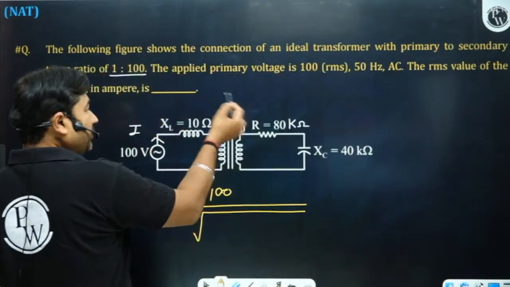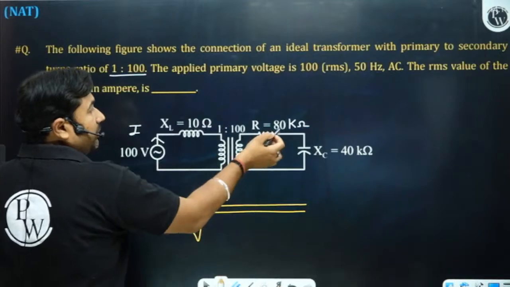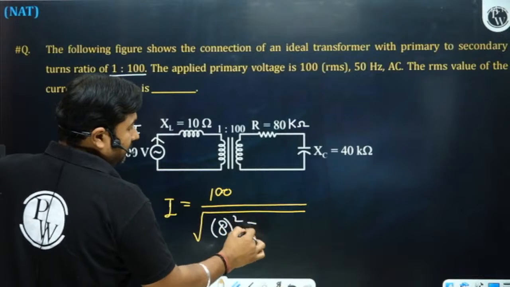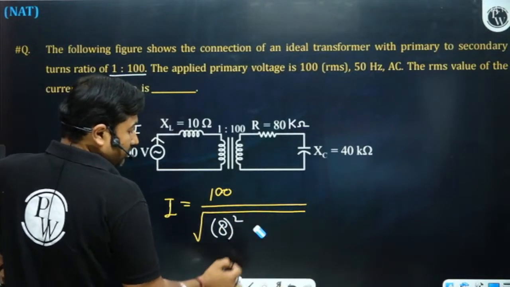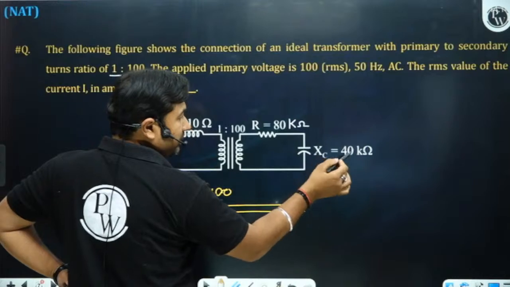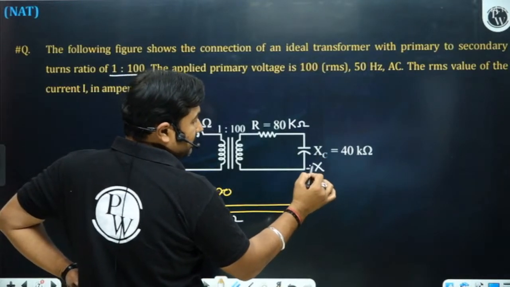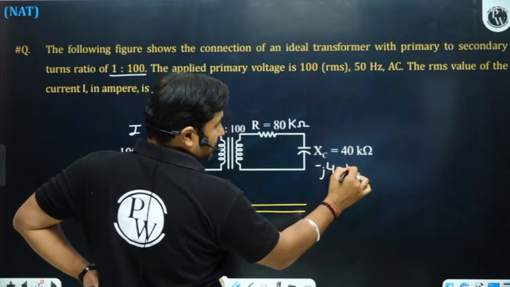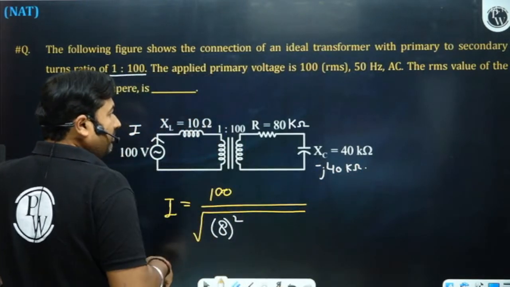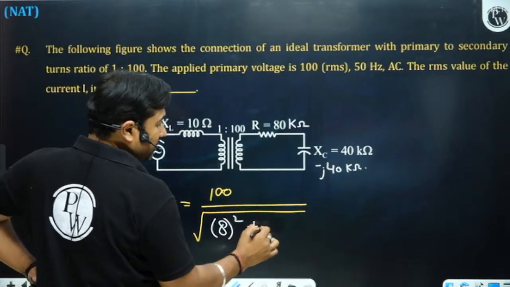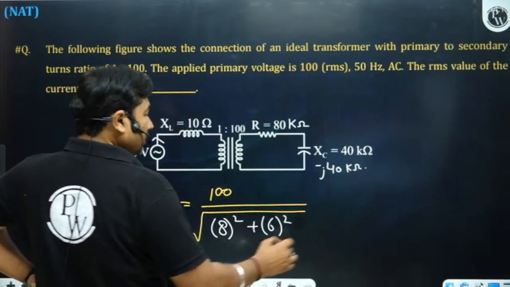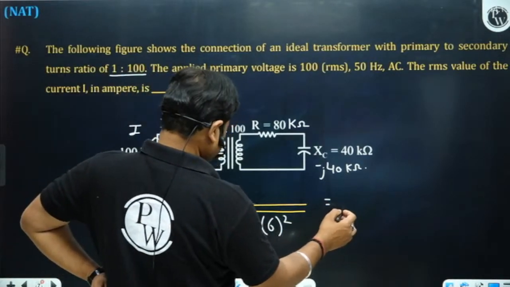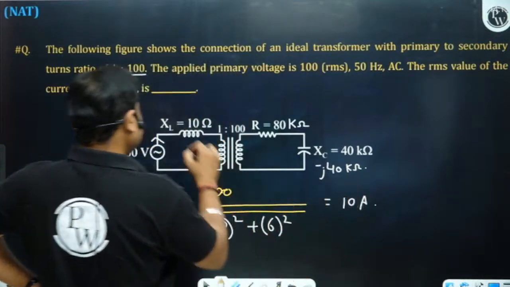So 80 kilo ohm, when you refer to this side, this will become 80 into 10 to the power of 3 and 4, so 8 square plus of. Please remember here this is XC, so always represent minus JXC. So minus JXC means basically this is minus 40 J kilo ohms. When you refer this side, it will be 4 minus of 4 plus of 10, so 6 square. We have 100 upon root over of 10. So 10 ampere. It's a very easy one.